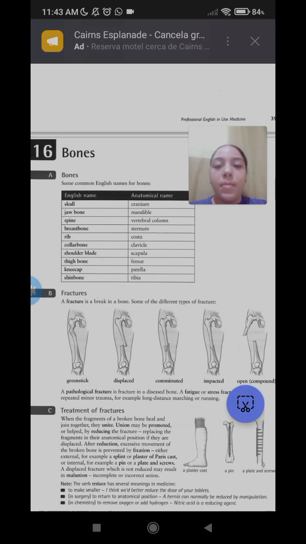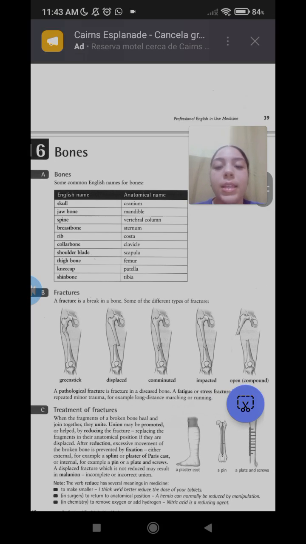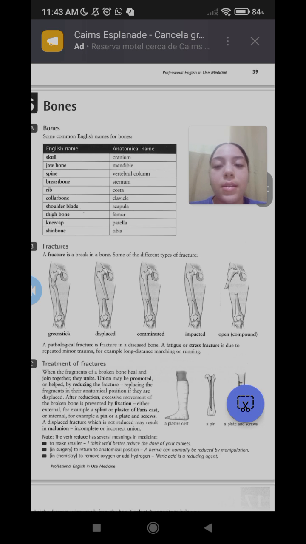Bones. Some common English names for bones: skull, jaw bone, spine, breast bone, rib, collar bone, shoulder blades, thigh bone, kneecap, shin bone. The anatomical name for the skull is cranium.